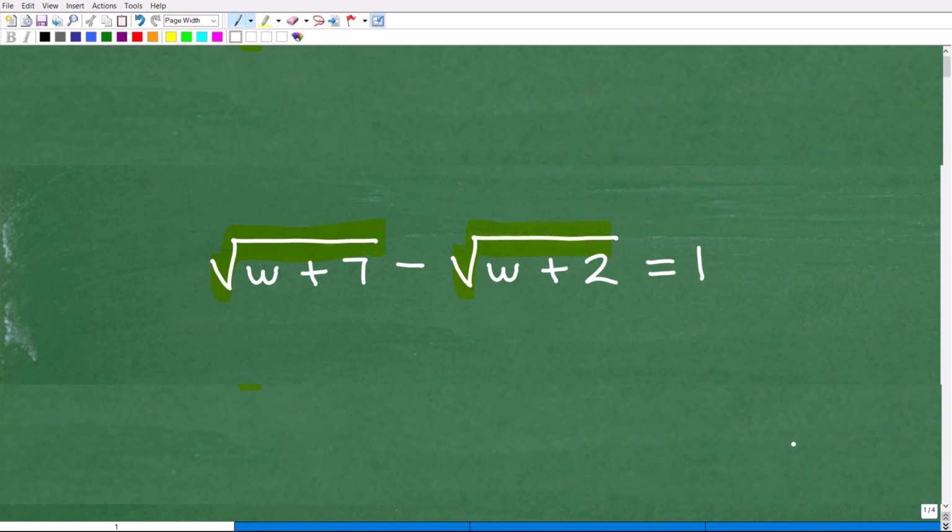But as I said, this is a lot of work and there's a lot going on. And again, this is a little bit more of an involved radical equation. What I would suggest is start with things like this. We'll start with problems with only one radical, get this down, and then move on to more complicated problems.